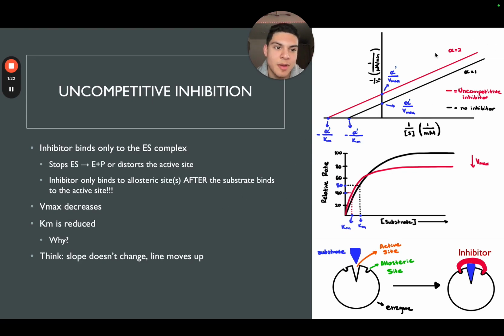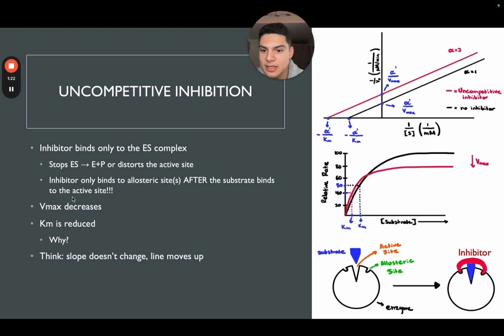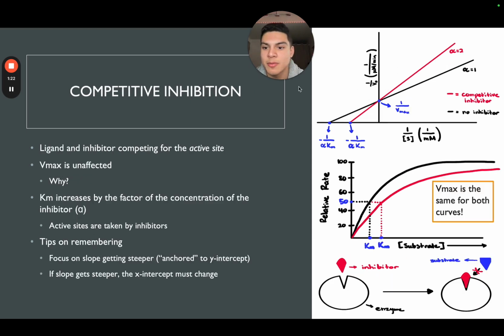Just have memorized the slope, x-intercepts and y-intercepts, and how uncompetitive inhibitors behave versus noncompetitive inhibitors. Have that memorized, and it'll help you a lot for this exam. And then we have noncompetitive inhibition, a type of mixed inhibition, where an inhibitor can bind to E or ES with equal affinity for each. So the inhibitor can bind to the enzyme by itself, or it can bind when the ES complex forms. Vmax is always lowered in these scenarios, but the Km is unchanged. Why? Because equal affinity to E or ES means that alpha and alpha prime are equal to each other, and they cancel out. I didn't mention it before, but this is alpha prime, and the other one before that was alpha.